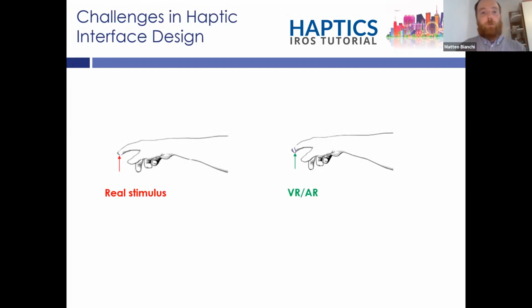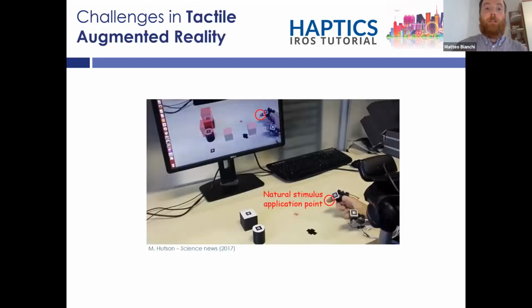Regarding somatotopic matching, of course, this is the example. The real stimulus and the stimulus, for example, in VR or AR should be experienced at the same location. This is not easy, especially in tactile augmented reality. Here you can see an example of tactile augmented reality. Here you have the natural stimulus application point, but the stimulus is applied by the device at a different point to allow the finger pad of the user to experience the object that he or she is touching.